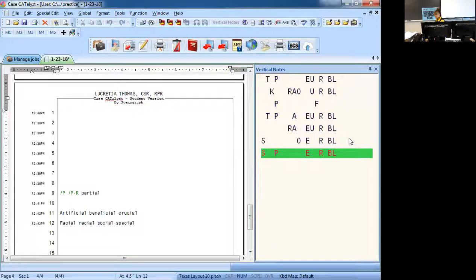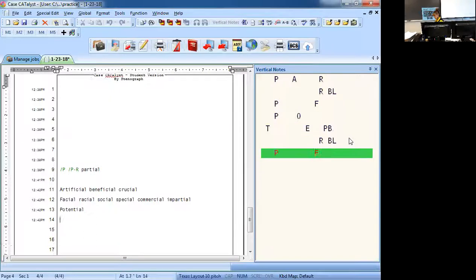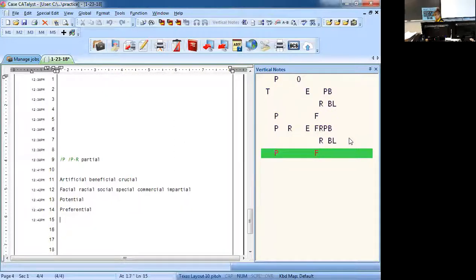Going to the second column of words. Commercial, I think you can do that in 1 stroke, yes. Commercial is 1. You have impartial. You've got potential. Let's stroke it all out. Potential. You've got preferential. You have brackets there. You can use it. Preferential.